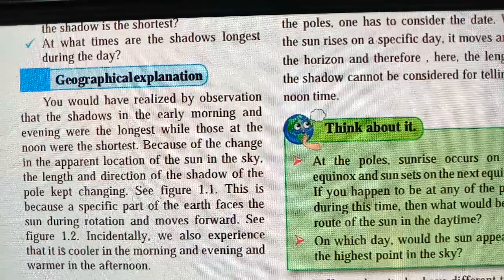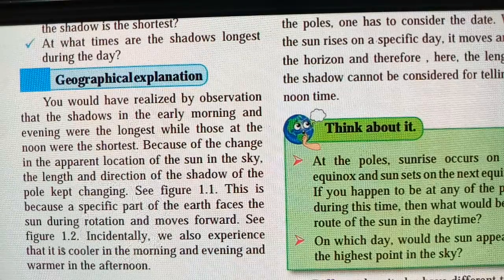Means it is a little bit cool shadow, then a little bit hot shadow, then the hottest. So these are the three types of shadow you feel from morning to afternoon because of the changes in the apparent location of the sun in the sky. So because of the change in the sun's location, you get different changes.